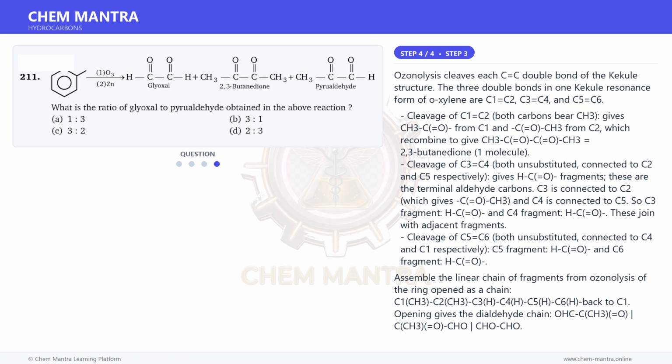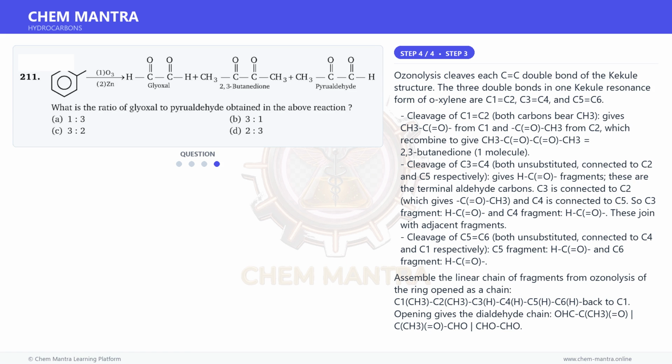Both carbons bear CH3, giving CH3-C=O from C1 and C=O-CH3 from C2, which recombine to give CH3-C=O-C=O-CH3, which is 2,3-butanedione, 1 molecule.